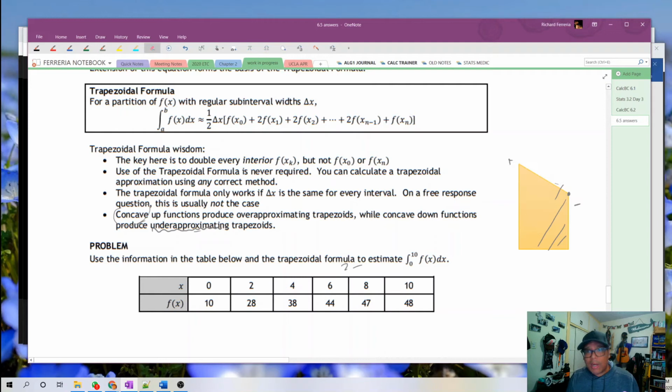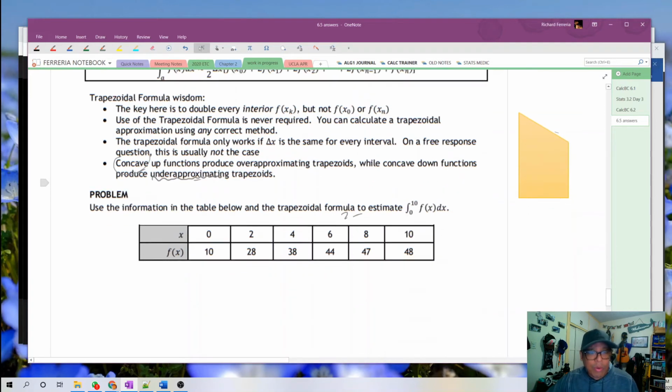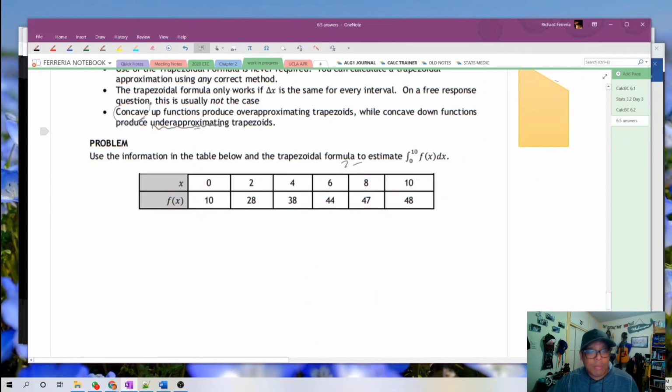Naturally, or maybe not naturally, I don't know. If you have a function that's partly concave up and partly concave down, then you really can't say whether or not your trapezoidal approximation is going to be an over approximation or an under approximation. It needs to have the same concavity for you to say that conclusively.